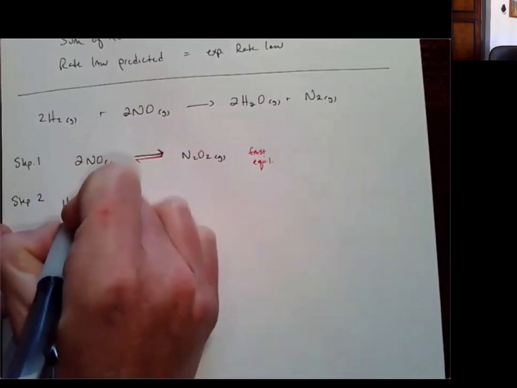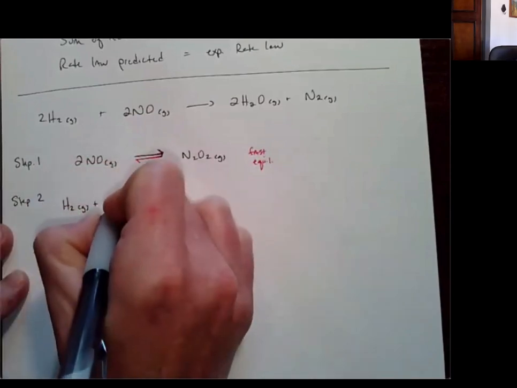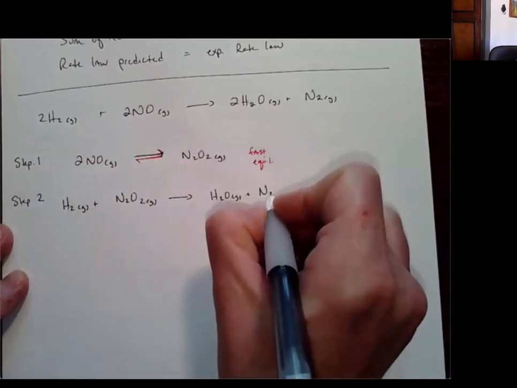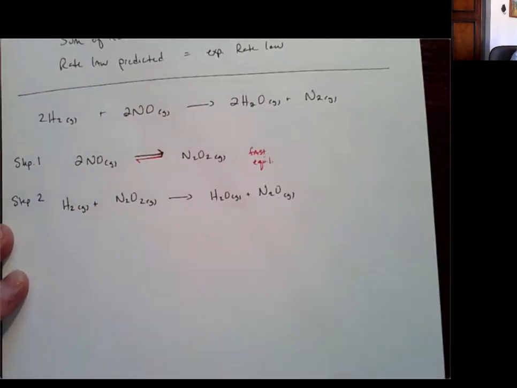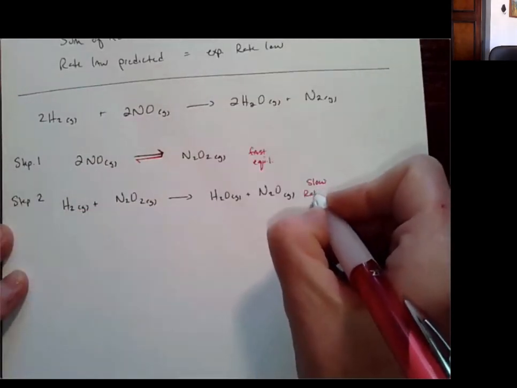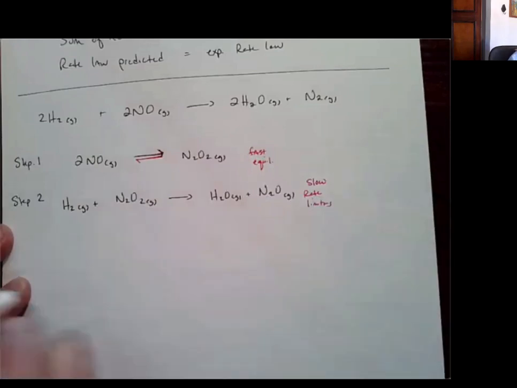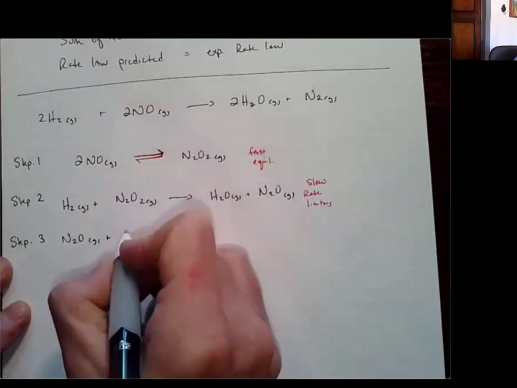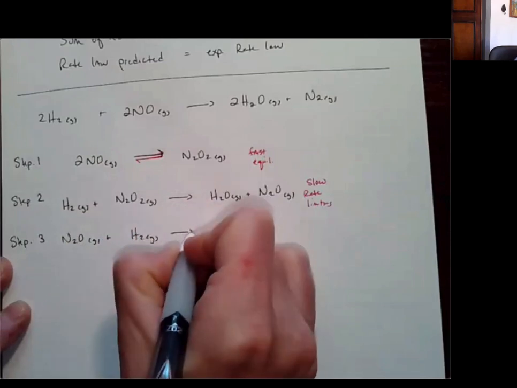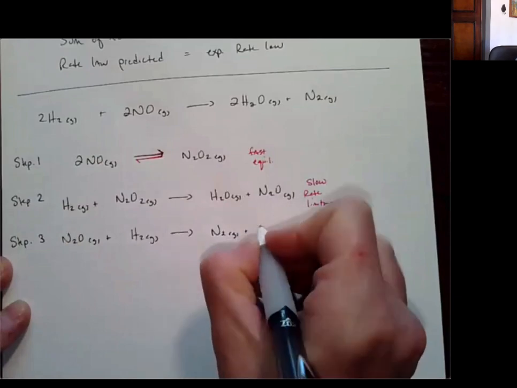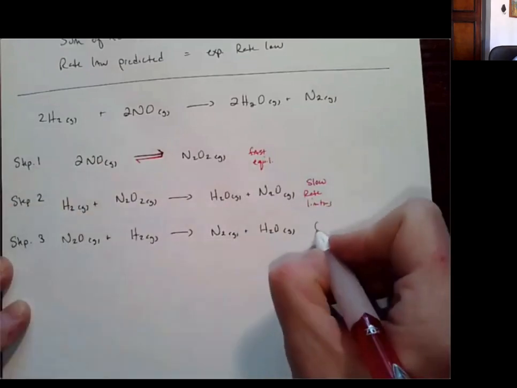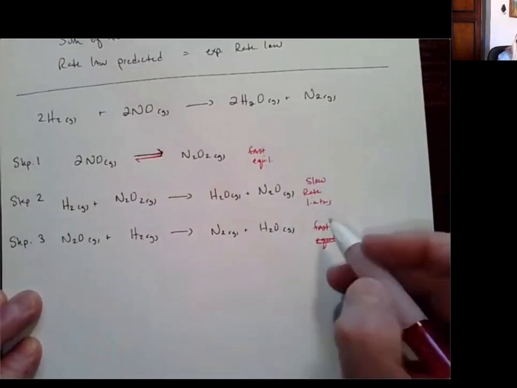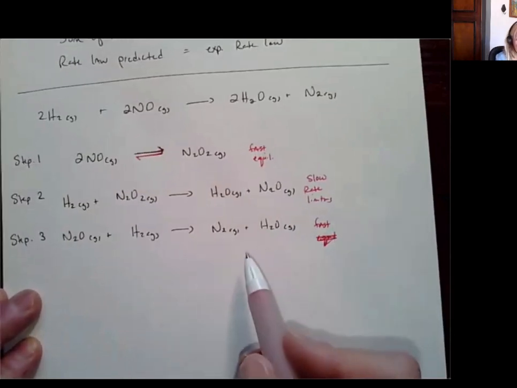It waits for this product here to be consumed in the next step. My next step takes hydrogen gas and reacts it with my product from step 1 to form water plus N2O, dinitrogen monoxide. And this is slow. So this is going to be rate limiting, my slow step. And then in step 3, I'm going to take N2O and react that with another hydrogen gas to produce nitrogen gas plus water. And this is also fast. So this is not going to reach equilibrium because it's just going to be fast, and then your reaction is going to end. It's going to use it all up.